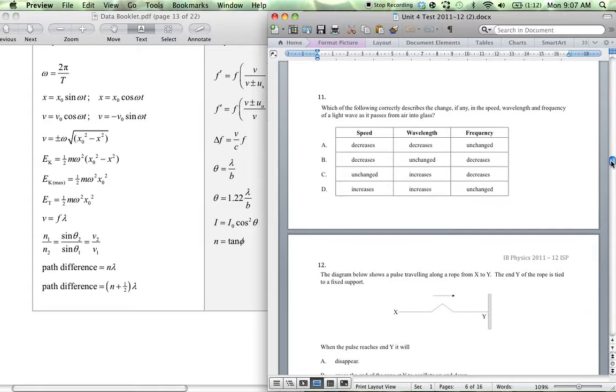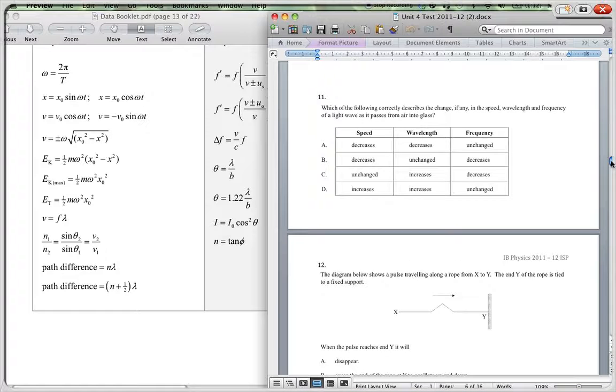For question 11, which of the following correctly describes the change, if any, in the speed, wavelength, and frequency of a light wave as it passes from air into glass? Okay, now we know when it goes from air into glass, the speed definitely decreases, and the frequency always remains the same. This is an important point. Because we have that your speed v is equal to frequency times wavelength, if the velocity decreases, the wavelength must also decrease. So it's actually going to be a. It's one there.